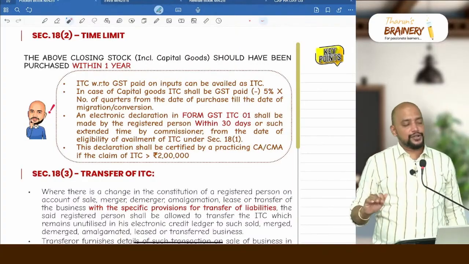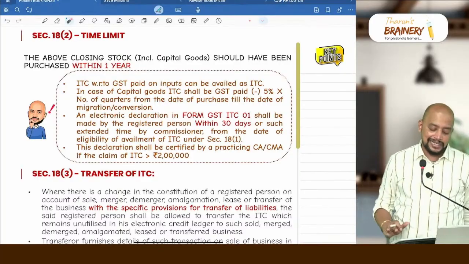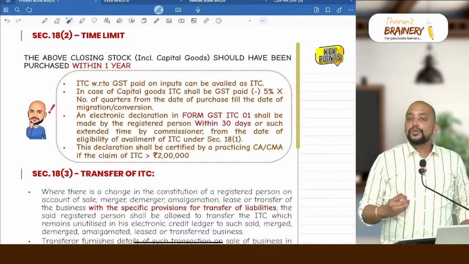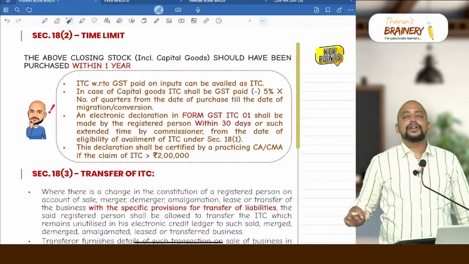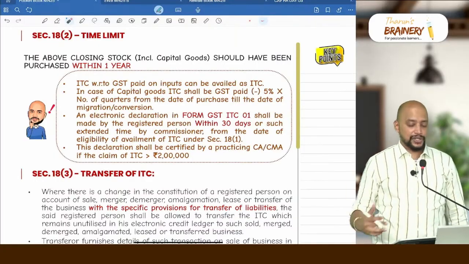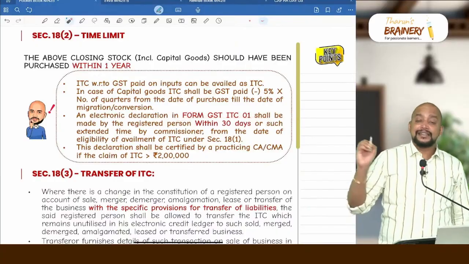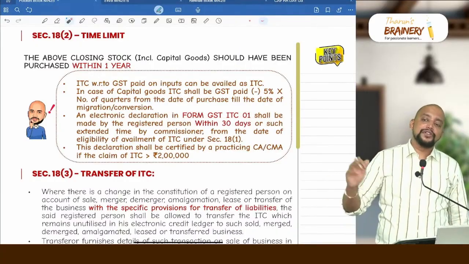For inputs, don't reduce. Full GST paid we can take as ITC, but for capital goods we need to reduce 5%. And how to take this ITC? In 3B? No, not in 3B. We need to file an electronic declaration. What is that electronic declaration? ITC 1. It should be filed within 30 days from the date on which you are eligible.